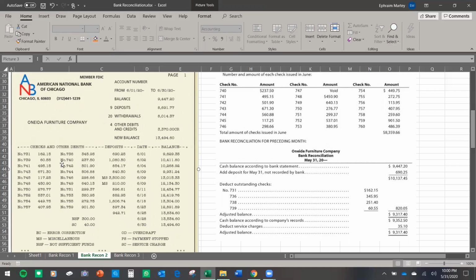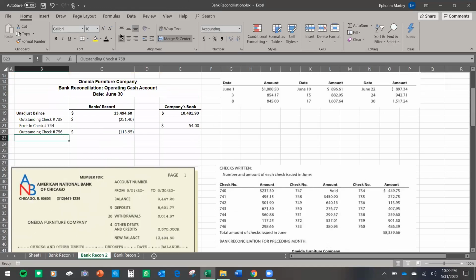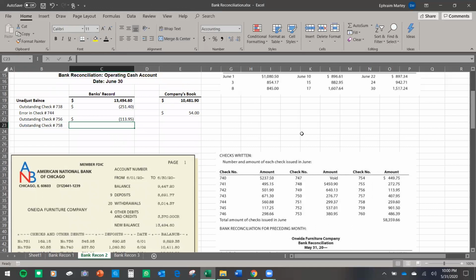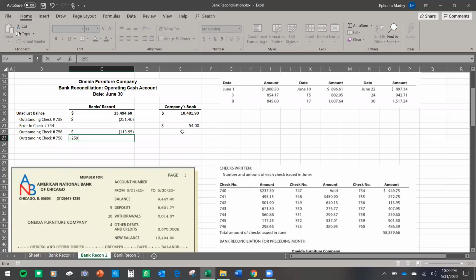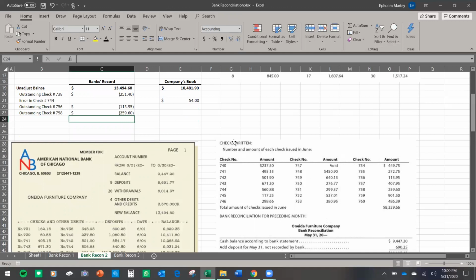Check number 758. Okay, I don't see it here. It's not here. So we have to tell the bank that we have another check that hasn't been cashed yet. How much is it? 259.60. So we told the bank that we have written a check for someone, he hasn't cashed it, so do it for us. We don't want to think we have money.